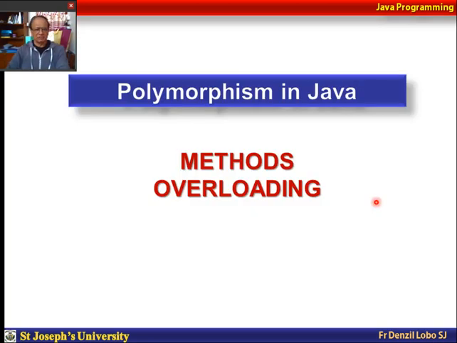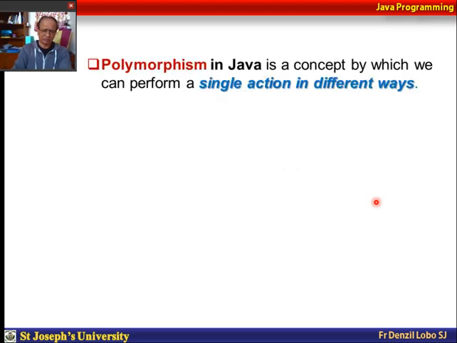In this lecture, we shall consider the topic of polymorphism in Java, and that deals with what is called method overloading. Let us try to understand what polymorphism is, and it is a very important concept in Java. Polymorphism in Java is a concept by which we can perform a single action in different ways.